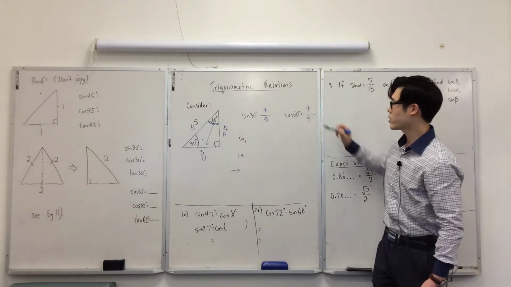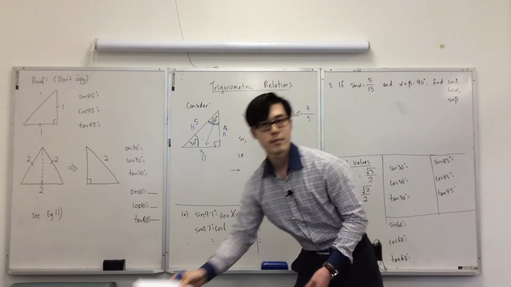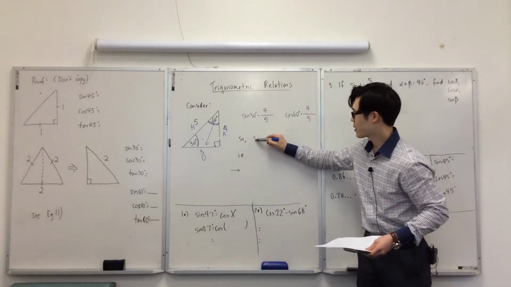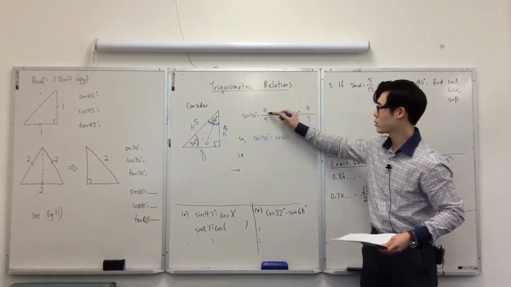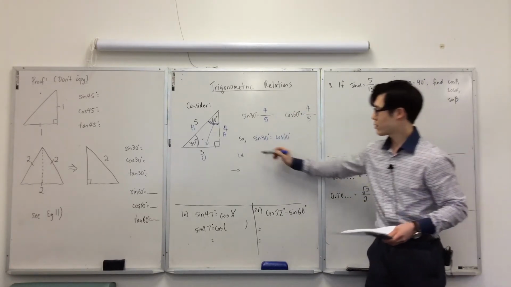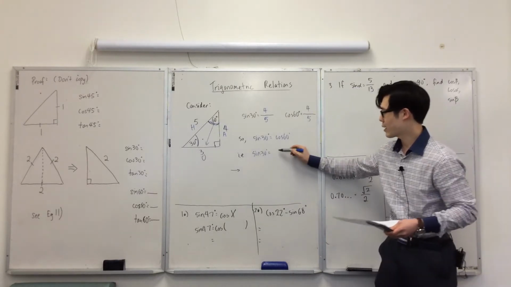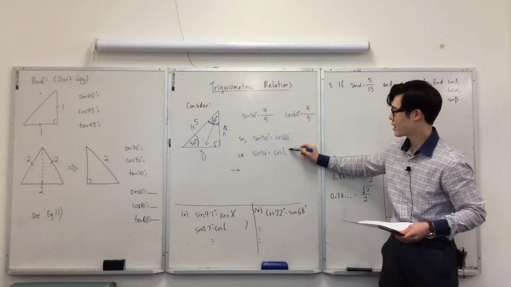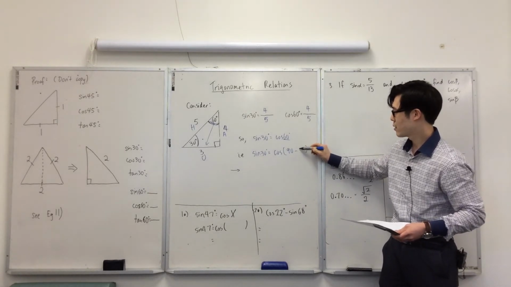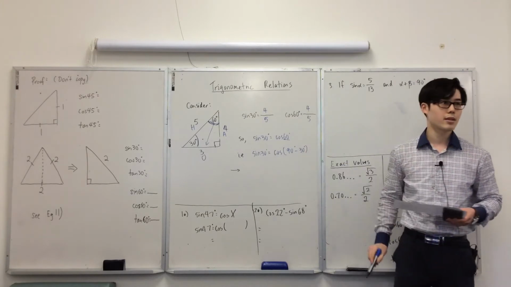So the point I'm trying to make is, girls, can you see that sine 30 is equal to cosine 60? Yeah? So I'm going to write this. So sine 30 is equal to cosine 60 because they're both equal to 4/5. Girls, this means sine 30 is equal to cosine, instead of writing 60, this is the same thing as writing 90 minus 30, isn't it? Because 60 is 90 minus 30.